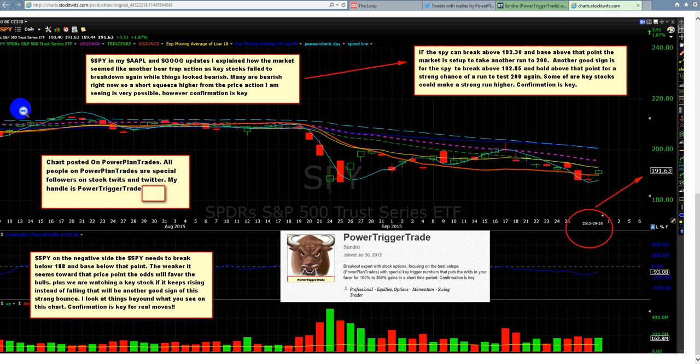Okay, SPY. In my Apple and Google updates, I explained how the market seemed like another bear trap action as key stocks failed to break down again. While things look bearish, many are bearish right now, so a short squeeze higher from the price action I am seeing is very possible. However, confirmation is key. Notice how I explained key points. Let's see what happened based on this.